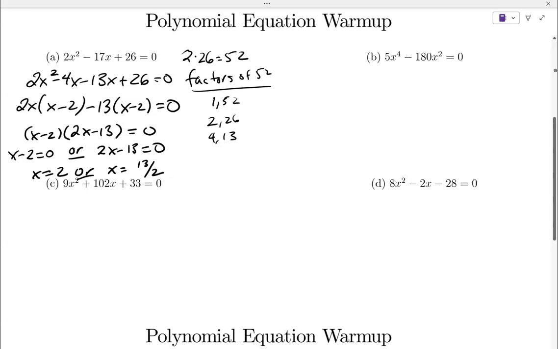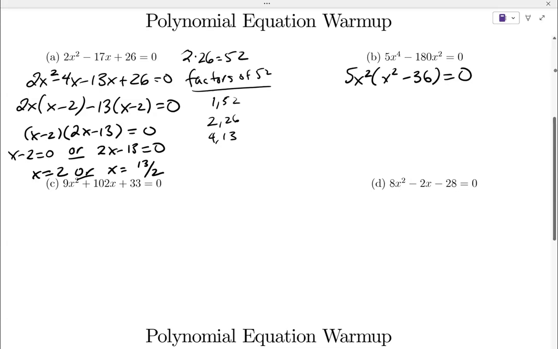What about part B? What did you do first? The GCF. What is the GCF in this case? 5x squared, right? There's an x squared in both terms. What are you left with after you factor out 5x squared? Minus 36. Good. Got x squared minus 36 that's left over, right?